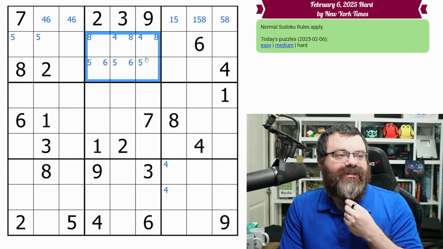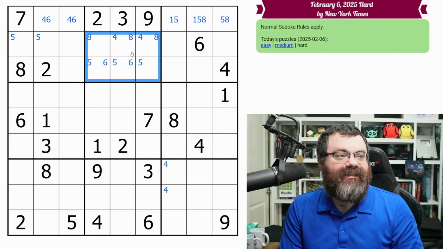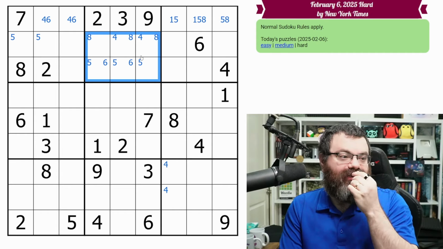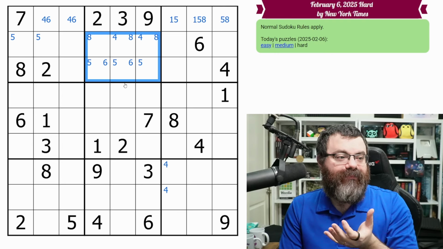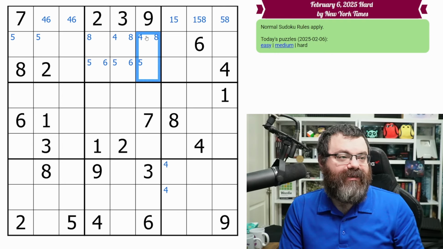Got some interesting corner marks here. So how many corner marks do we have? We have 4, 5, 6, 8. So that's 4 out of 6 digits. We're missing the 1 corner. The digits that aren't corner marked are the 1 and the 7. We have this 1 looking in. We have this 7 looking in.